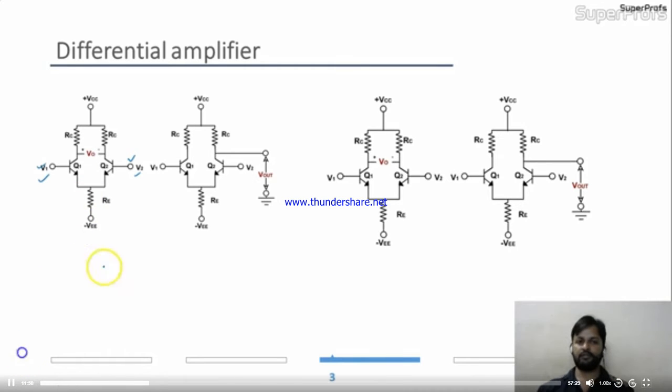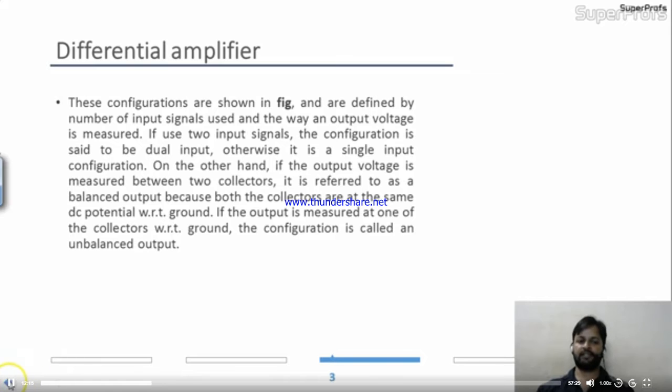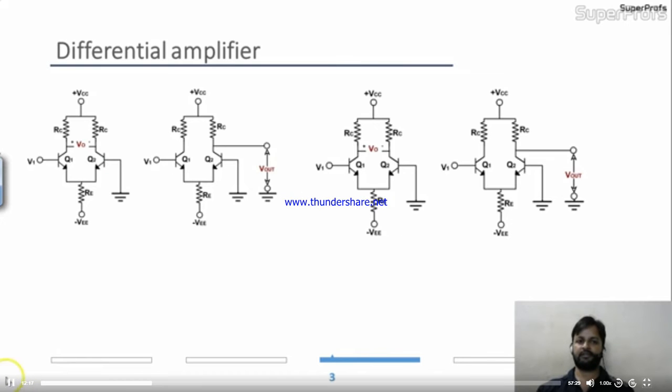Wait a minute. Later I'll show you what is the unbalanced output. Okay, double input is okay. You are applying V1 and V2, means you are applying V1 at Q1 and V2 at Q2. Now if we talk about the single input or single tone circuit, the circuit will be like this.